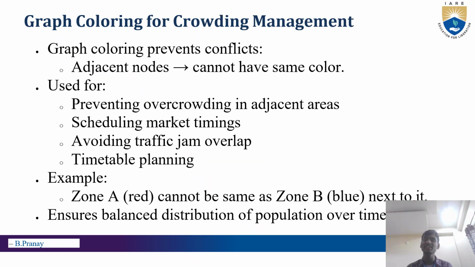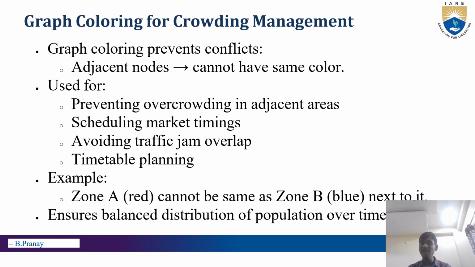Next, graph coloring. As we know from the graph coloring theorem, no two adjacent nodes should have the same color. We know from the four color theorem that the minimum number of colors needed is 4. Now, how can we use graph coloring? By using graph coloring, we can prevent overcrowding, create scheduled market timings, avoid traffic jams, and do proper timetable planning.